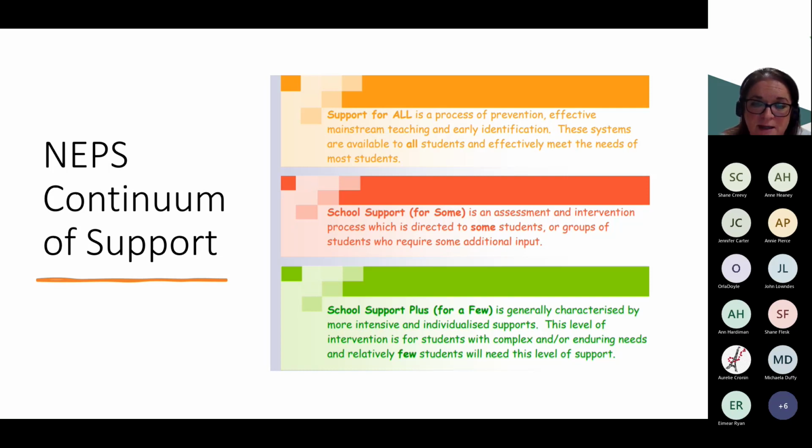Today, we're focusing mainly on the support for all stage because it concentrates on the process of prevention, effective mainstream teaching and early identification. But throughout the presentation, I'm also going to reference how you as a subject teacher can support those accessing interventions on the support for some and the support for a few levels that are there in the red and green. And we look at a couple of real life examples. So in short, if you have students in your class with presenting or emerging needs, what can you do?